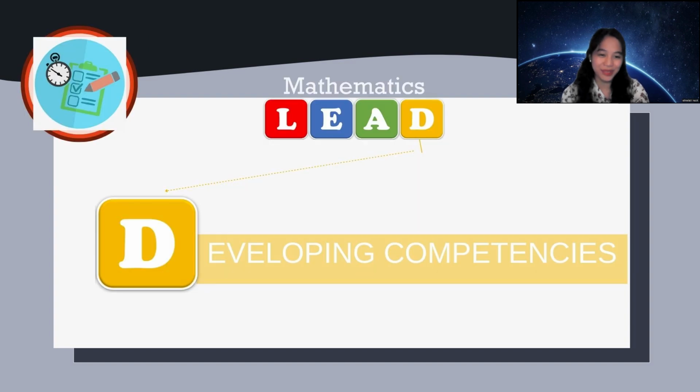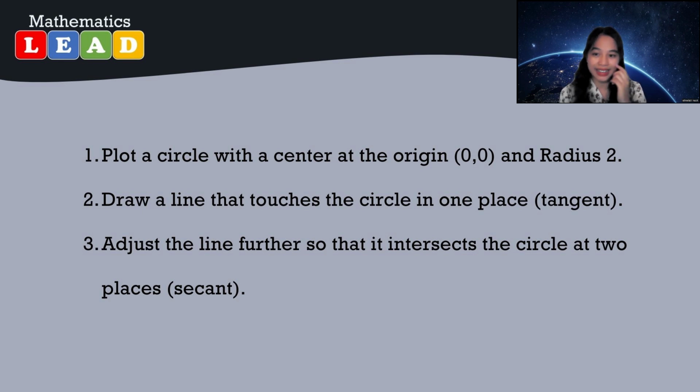Okay, now let's move to the developing competencies. So, I want you to get a graphing paper and then let's do this activity. For the first one, plot a circle with a center at the origin 0, 0 and radius 2. I'll be giving you 1 minute for that. After that, draw a line that touches the circle in one place. Remember, touches the circle in one place. So this is our tangent.